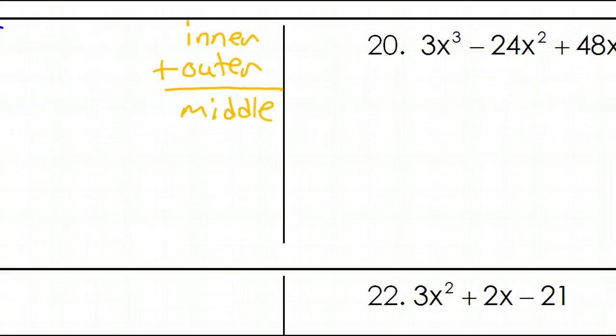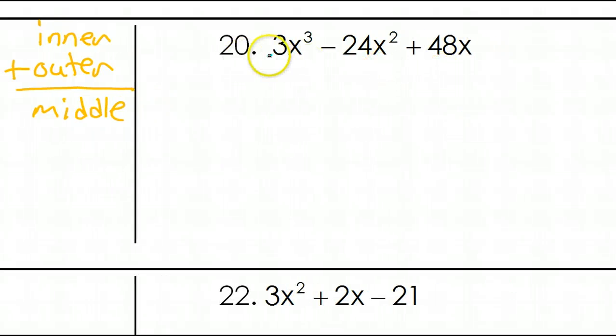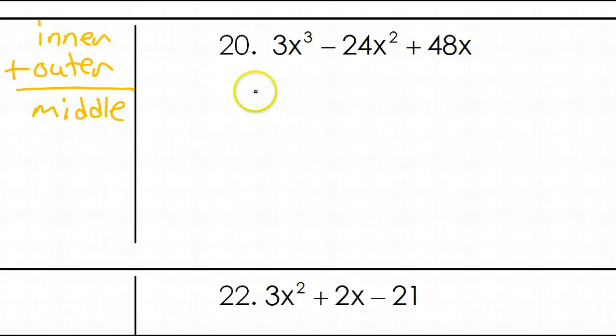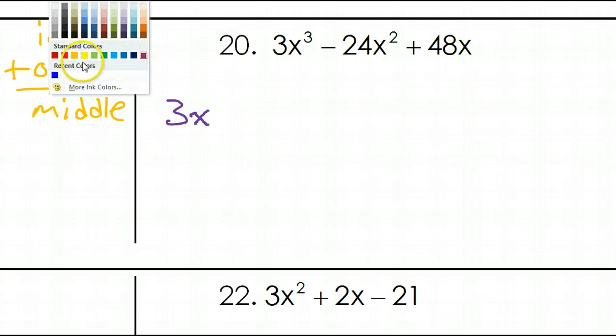Okay, number 20. Yeah, we definitely have a common factor here. So all of these numbers are divisible by 3. Let's see, I'll go purple with it. So 3 is going to be the greatest common factor as far as the numbers go. Now, variable wise, it's always going to be the lower amount. So this last term only has 1x. So all of the terms have at least 1x. So my GCF is 3x.